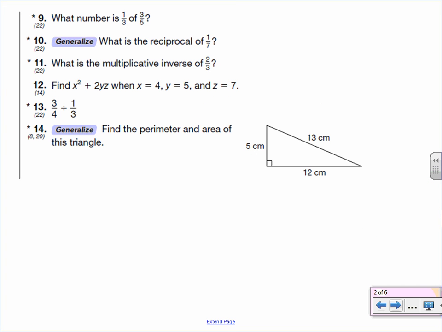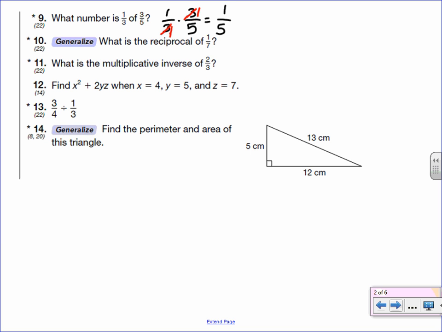What number is 1/3 of 3/5? Remember that the word of means multiply. So basically they're asking what is 1/3 times 3/5. And we'll use the trick that I was just talking about. So we have 3 on top and 3 on the bottom. And I can divide both of those by 3. So 3 divided by 3 is 1. 3 divided by 3 is 1. So now I just have 1 times 1 on top is 1. 1 times 5 on the bottom is 5.